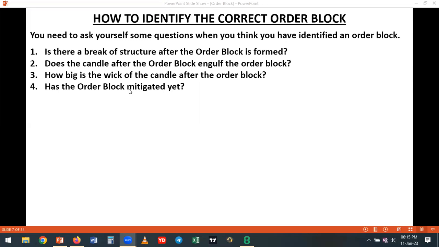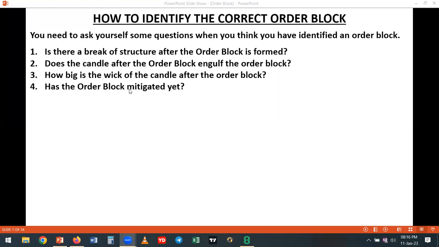Second, does a candle after the order block engulf the order block? That means the candlestick that was formed after the order block candle, is it an engulfing candle? Did it engulf the candlestick that serves as the order block? Thirdly, how big is the wick of the candle after the order block? After the order block, the next candle, how long is the wick of the candle? Then fourthly, has the order block been mitigated yet? These are the four questions you need to ask yourself when identifying an order block.